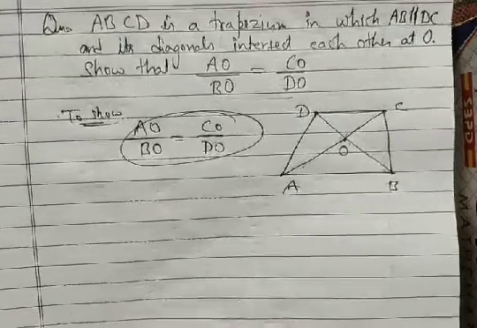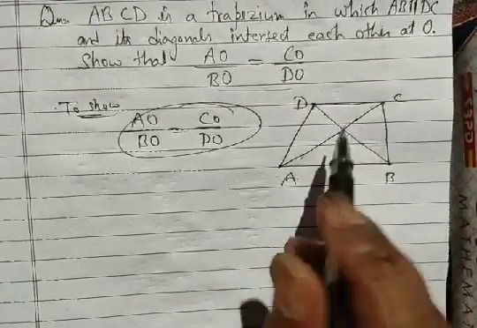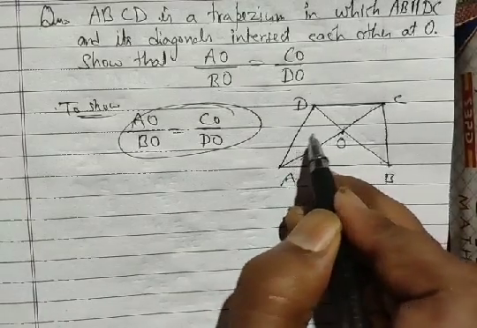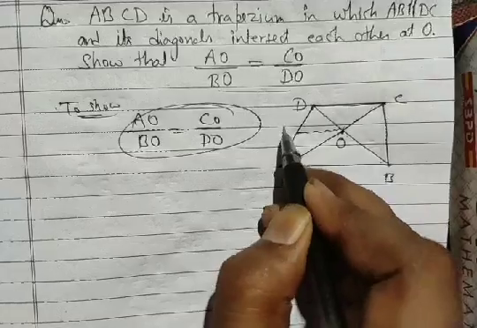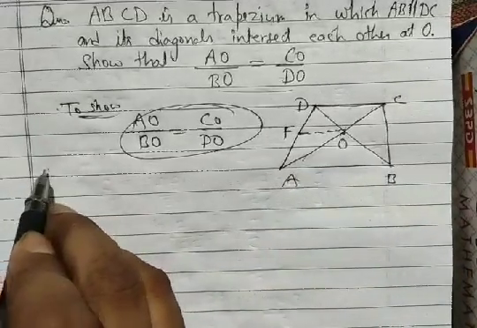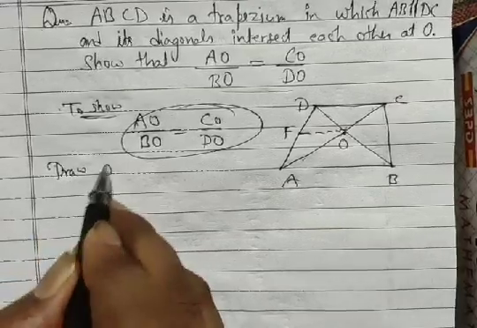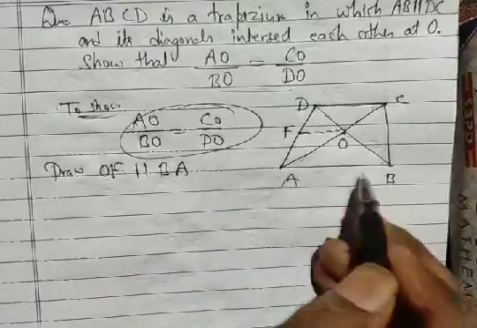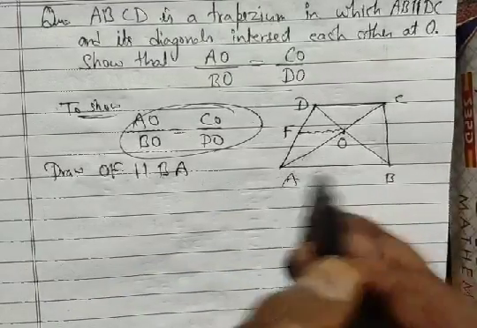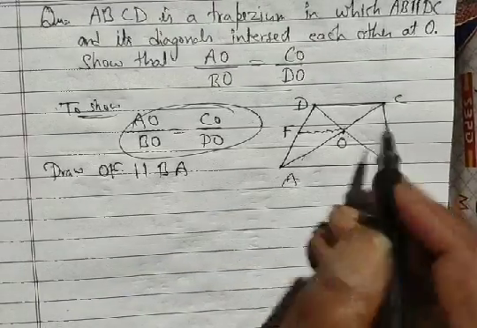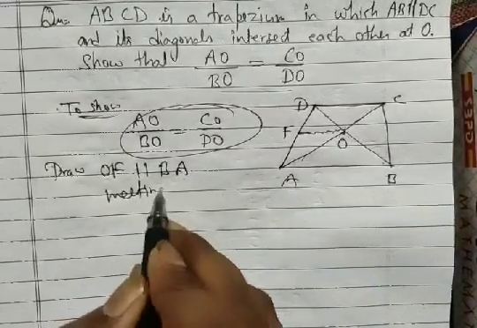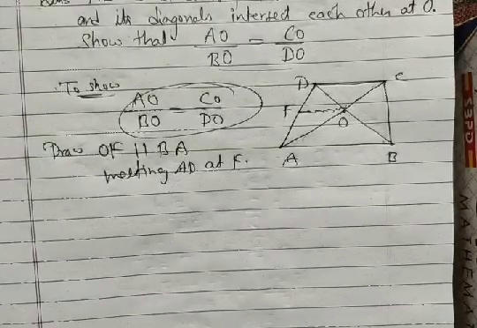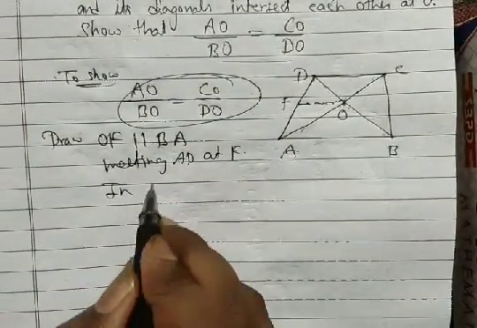Then what do we do? We are going to draw some parallel line. We need a construction. We draw OF, which is parallel to BA or AB, meeting AD at F.